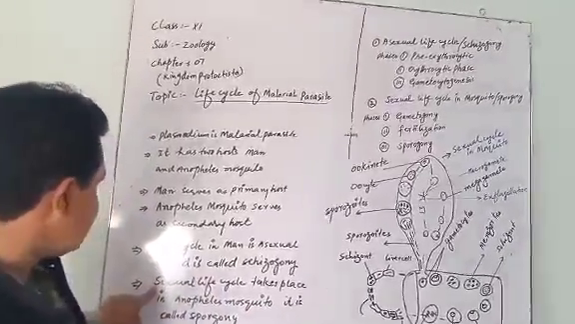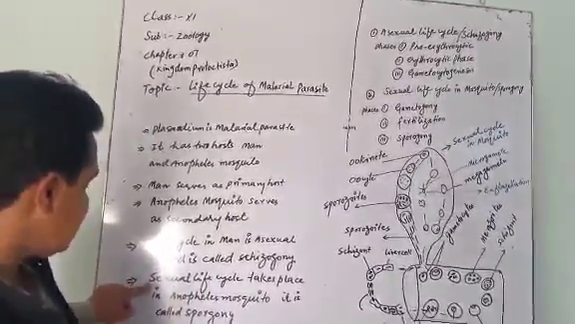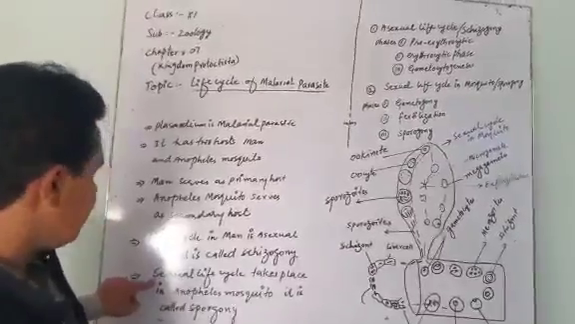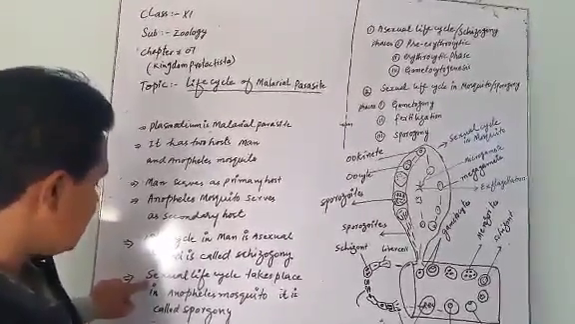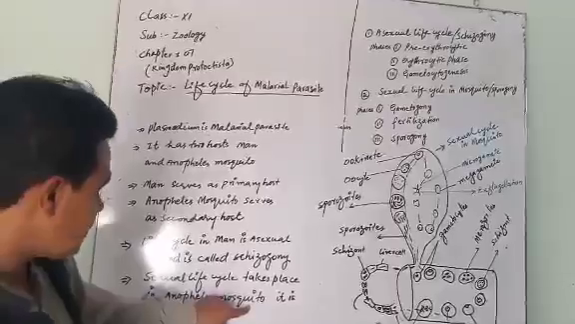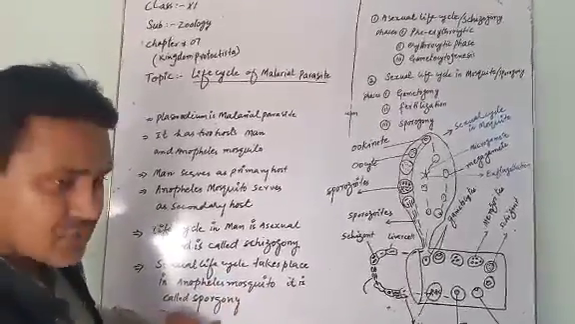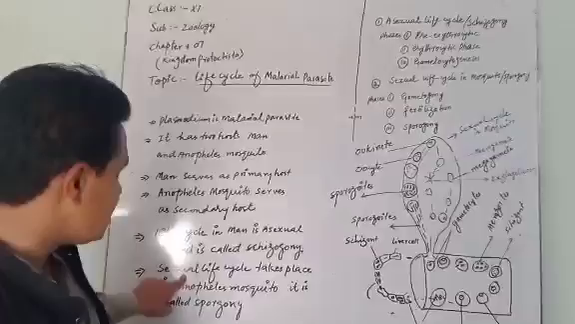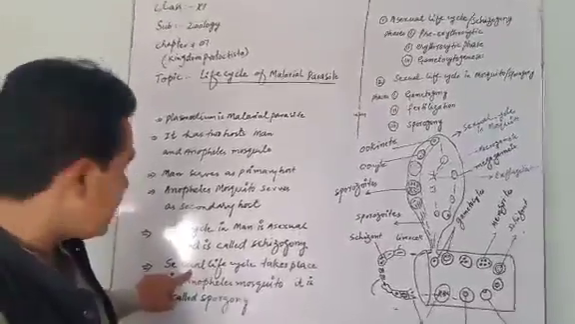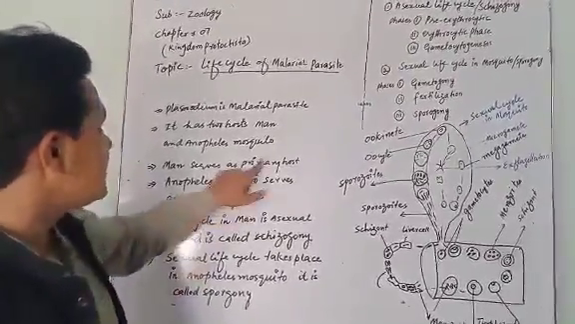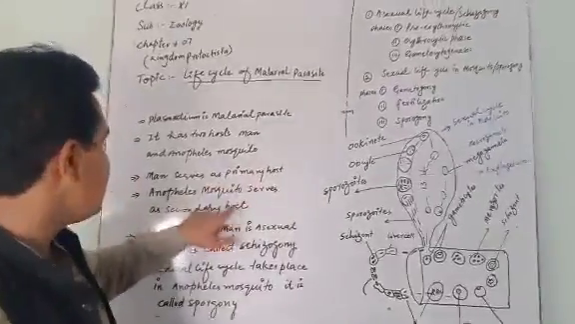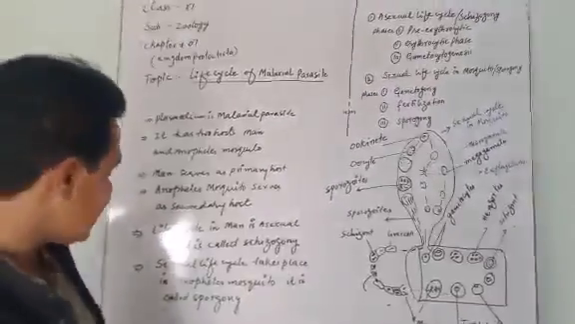Now there is a second host. When Plasmodium lives in the Anopheles mosquito, the life cycle is called sporogony, and this is the sexual life cycle of Plasmodium. Man serves as the primary host and Anopheles mosquito serves as the secondary host.